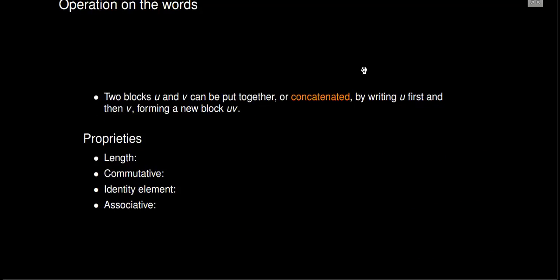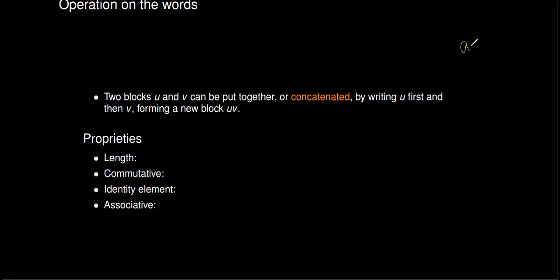Okay, actually we can make a connection with two words or two blocks, I mean an operation on the words. It's one operation we introduce here. Two blocks U and V can be put together, stick together, or concatenated by writing U first and V after that, like UV.